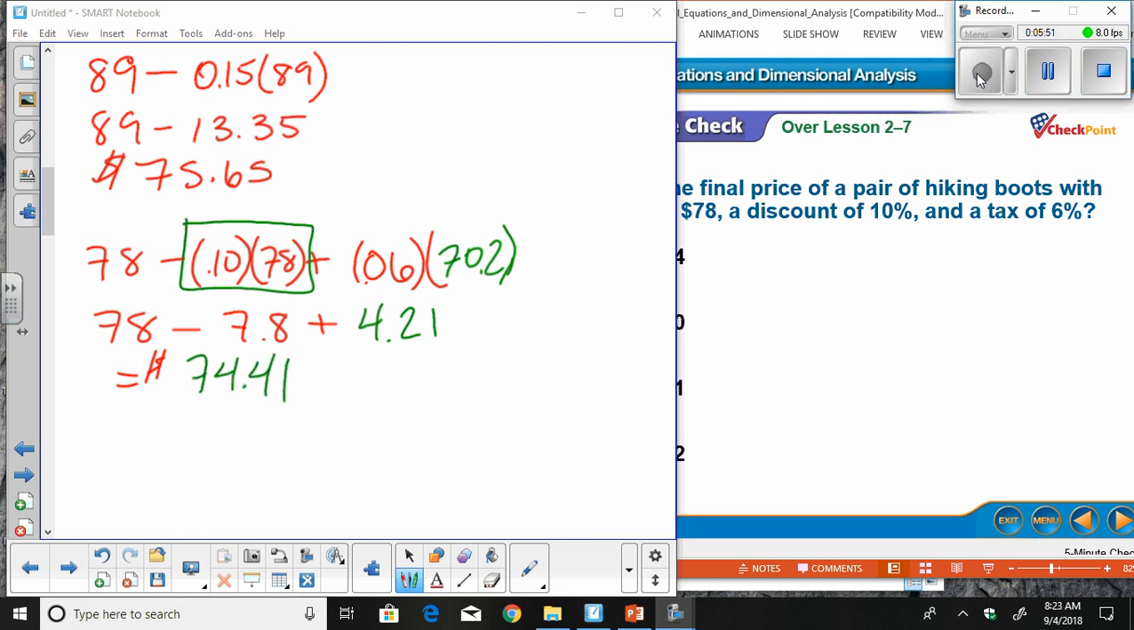So to recap this, because I had a few mess ups in this, we start with our original of 78. We subtract our discount, and when we go up to the cash register, our tax is not on the original amount over here. It's on this new amount, this discounted price. So we have to find that first, and then we can plug it in here.